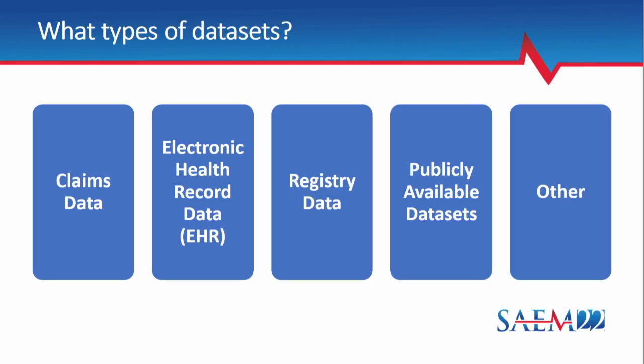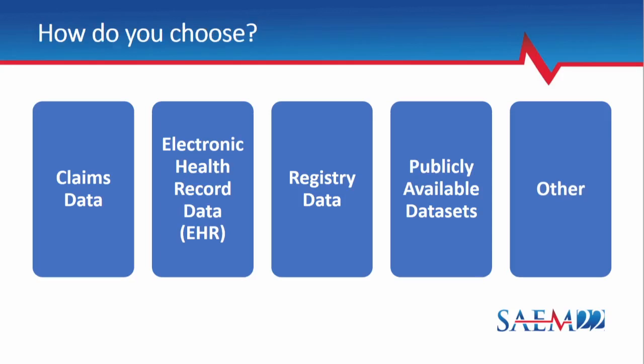Well, what types of data sets are available to do this work? There are many, but broad buckets include claims data, electronic health records, registry data, publicly available data sets, and there are a number of others that you can use that exist by state. So how do you choose? Well, there are advantages and disadvantages to each of these.